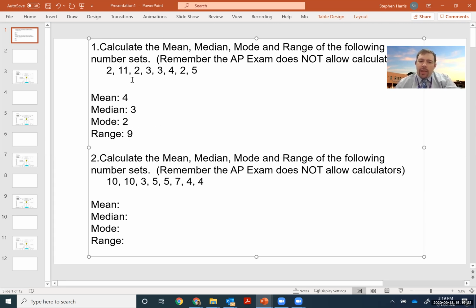If you struggled on that first one, now you know how to do it. If you need to pause to work on the second one, please do so before we move on. So now we calculate a new set of numbers. On the new set of numbers, once again, we add them together. We end up with 48. We divide that by 8, and we end up with a mean of 6.